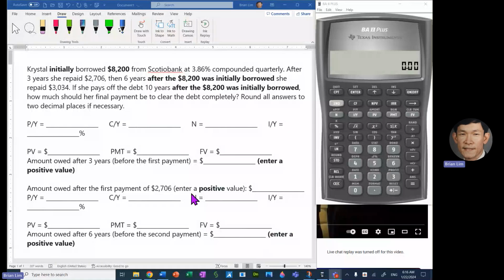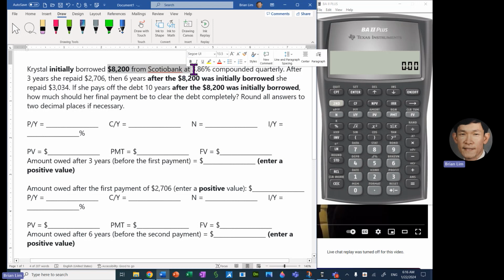Okay, let's start. So Kristen initially borrowed $8,200 from the Scotiabank at 3.86% compounded quarterly. Okay, so compounded quarterly, that means PY would be 4, and so would be CY. CY is also 4.